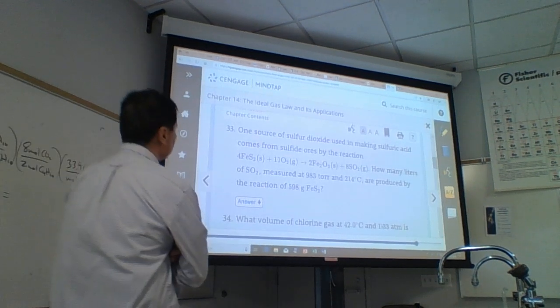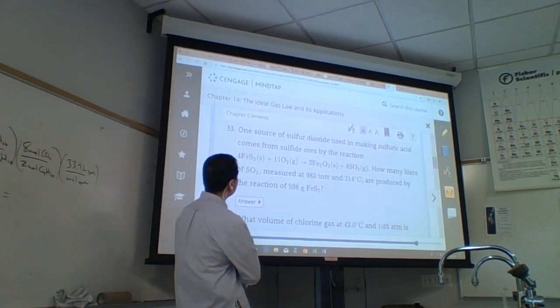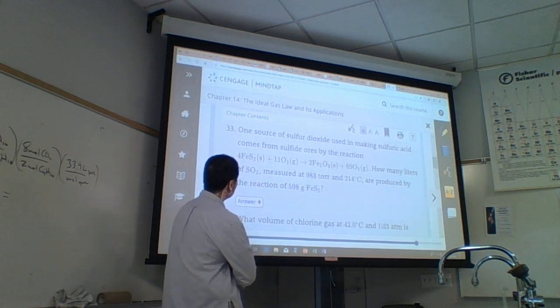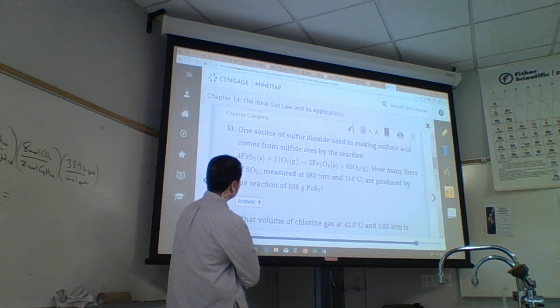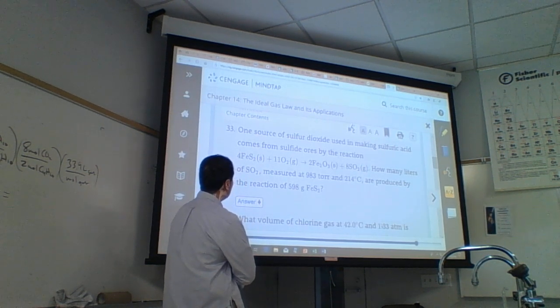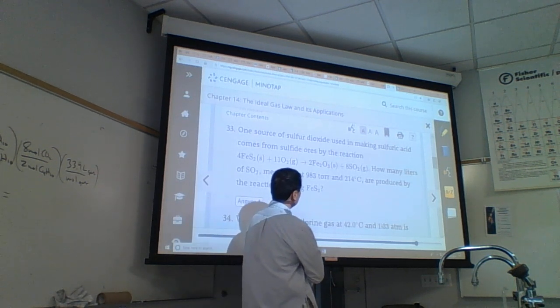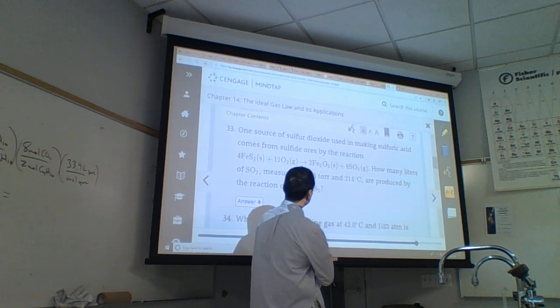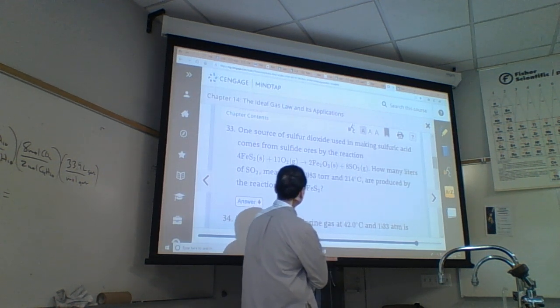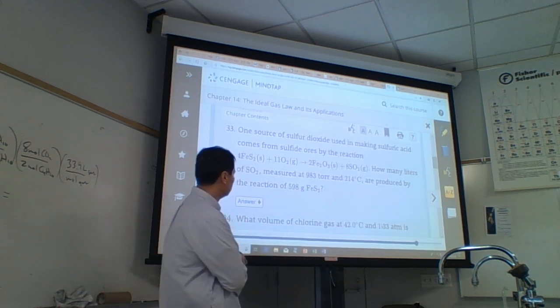One source of sulfur dioxide used in making sulfuric acid comes from sulfide ores by the reaction. So they heat up this FeS2 in the presence of oxygen to generate sulfur dioxide. How many liters of sulfur dioxide measured at 983 torr and 214 degrees C are produced by the reaction of 598 grams of FeS2?